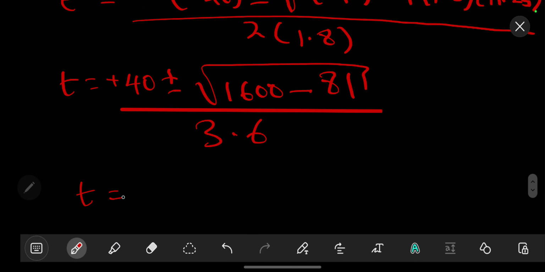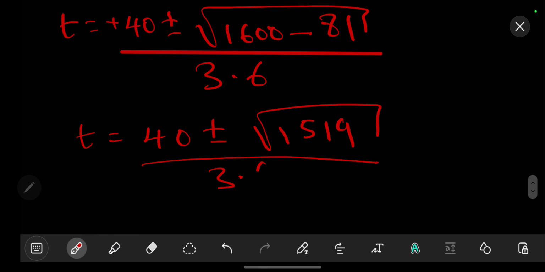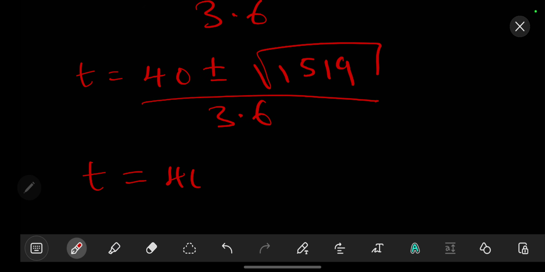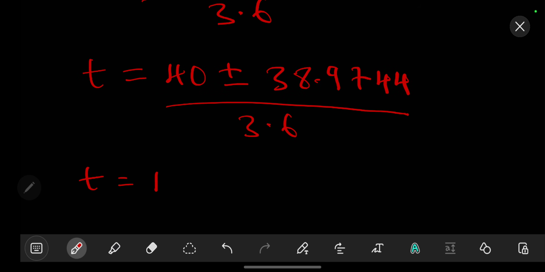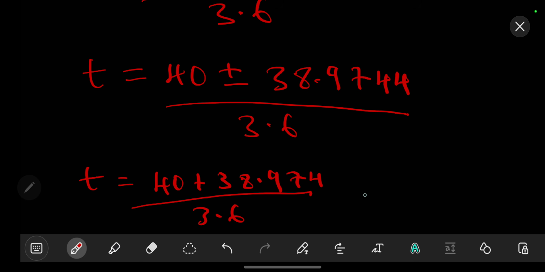So our time should be equal to 40 plus or minus the square root of 1,600 minus 81. This will give us a value of 1,519. Then we divide this value over 3.6. The square root of 1,519 is equivalent to 38.9744. So t is equal to either 40 plus 38.9744 over 3.6, or t is equal to 40 minus 38.9744 over 3.6.